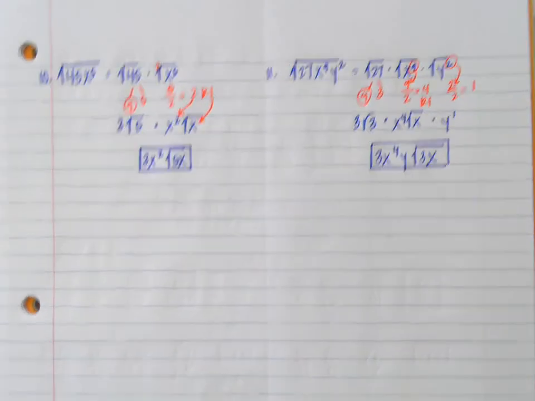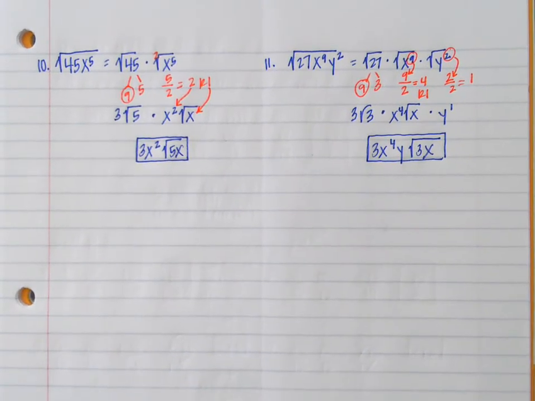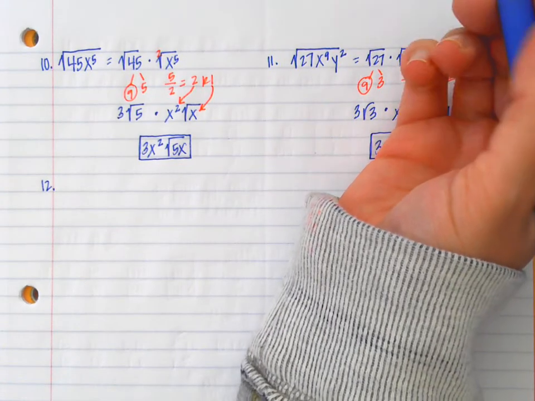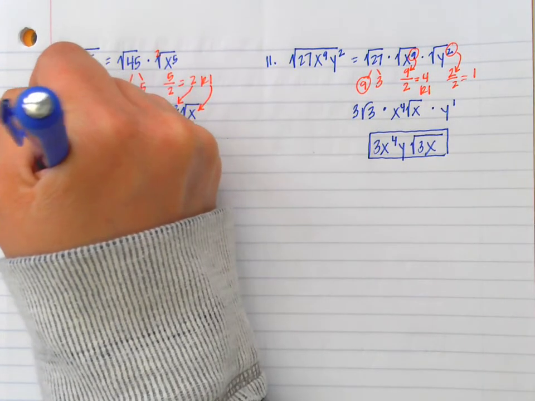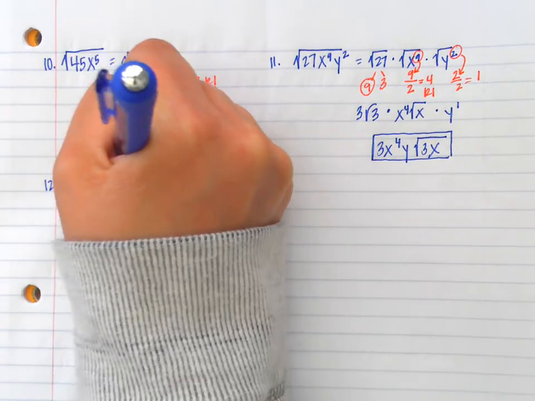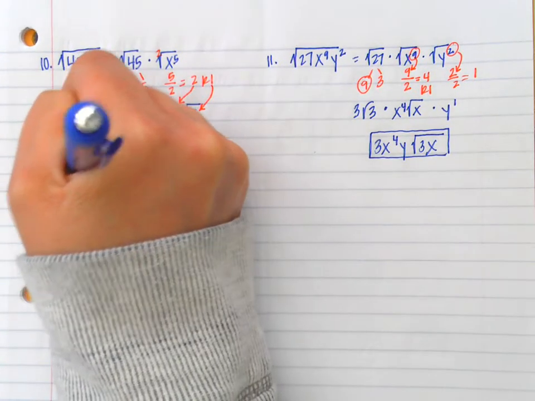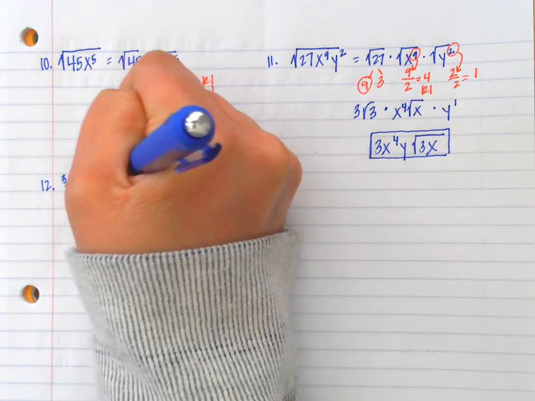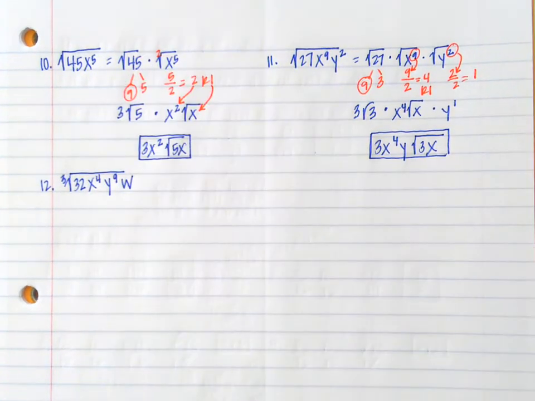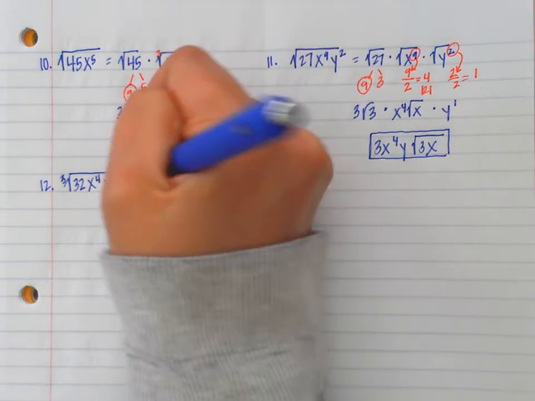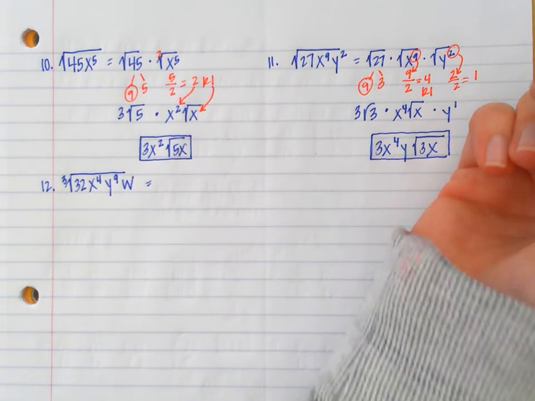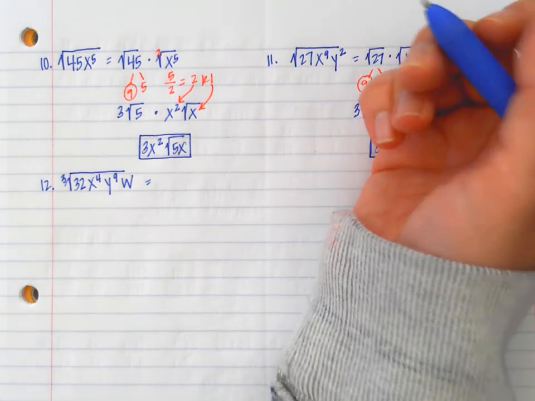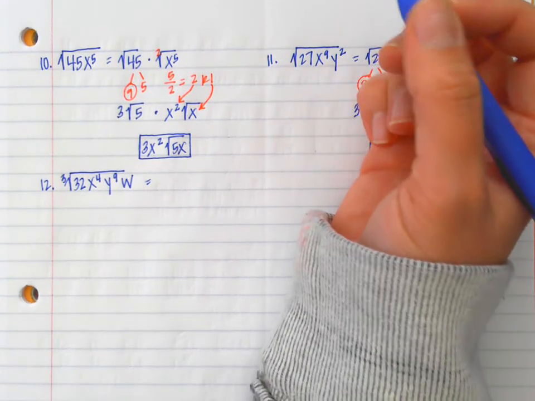Okay, we're just going to do one more, and then we will be done for these notes today. Okay, so this one is going to be the cube root of 32, x to the 4th, y to the 9th, w. Woo, now there's 4 parts here. So again, I'm just going to break it up piece by piece. You don't have to break it up. If you can do all of this in your head, great. If you can't, break it up. Take it part by part.